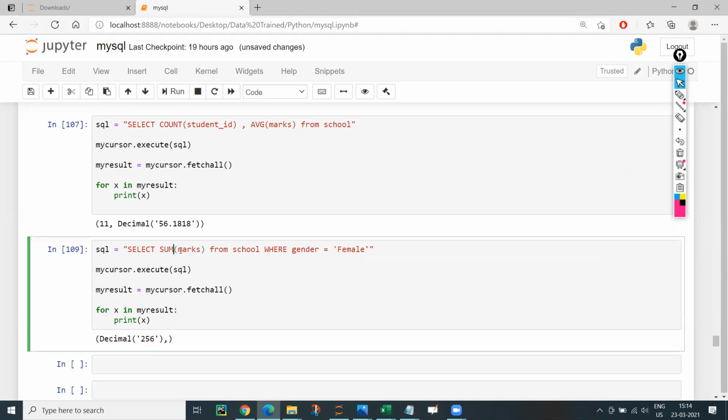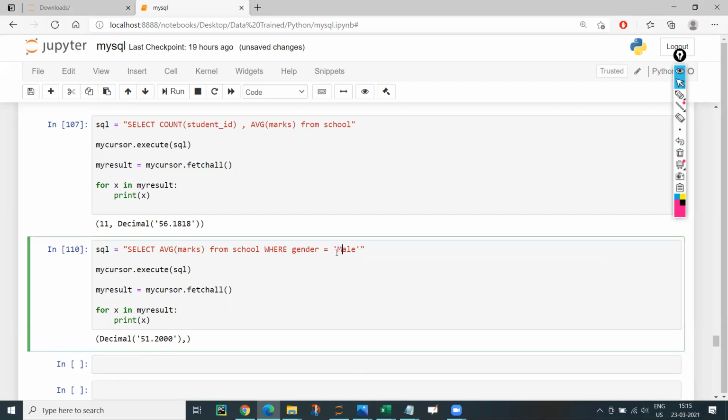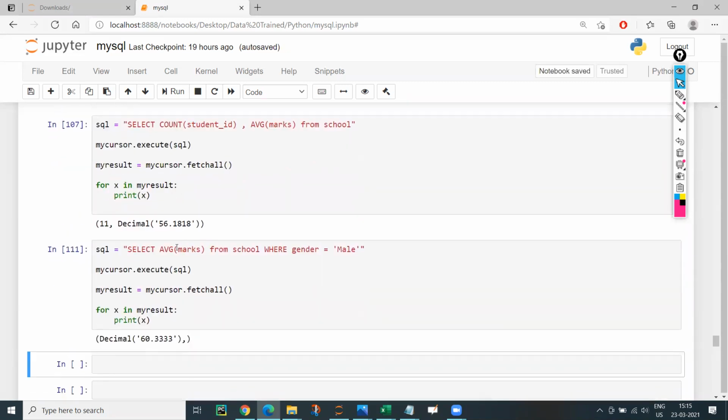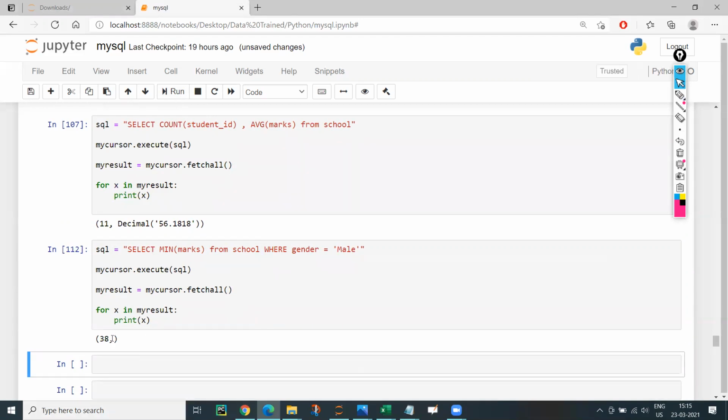So I can also change it to average, AVG. Average female score, 51 point something, average male score, 60. So however I want, I will be able to fetch it. And what is the minimum marks? Minimum marks in gender male, execute, 38 is the minimum number.